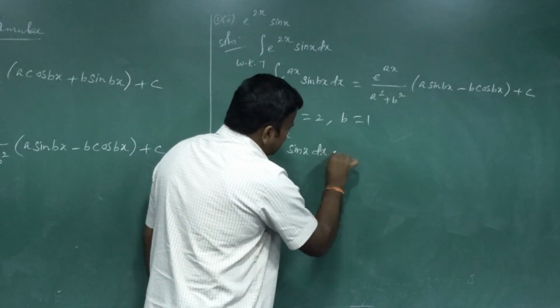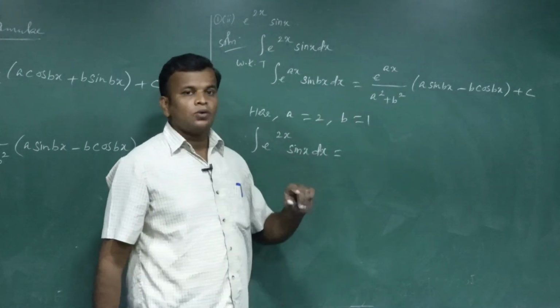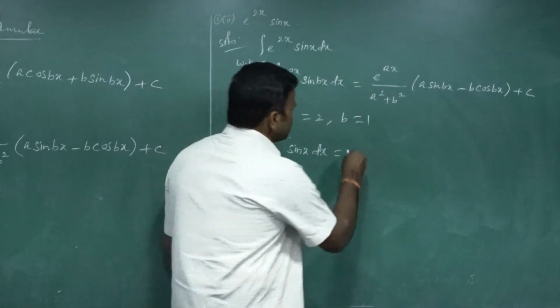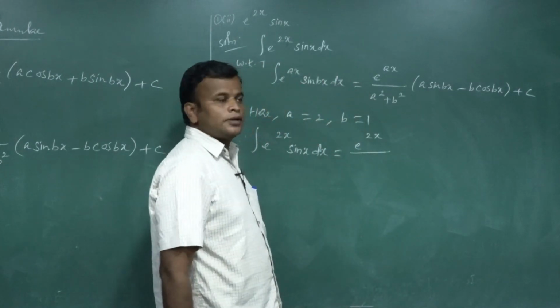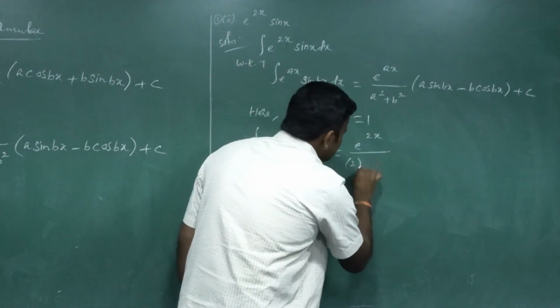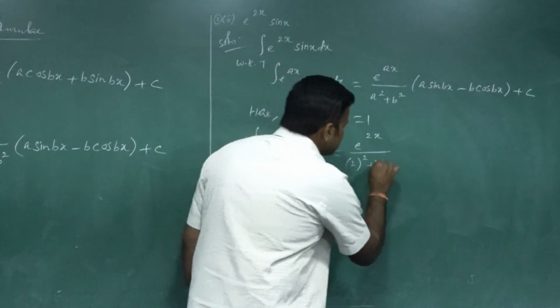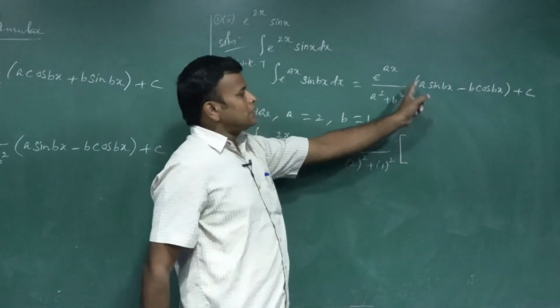Just I write sin x. Actually sin bx, sin of 1 into x, 1 into x is x. So sin x is equal to e power ax, e power 2x, whole divided by a square 2 square by our formula plus b square 1 square, within a bracket a sin bx.